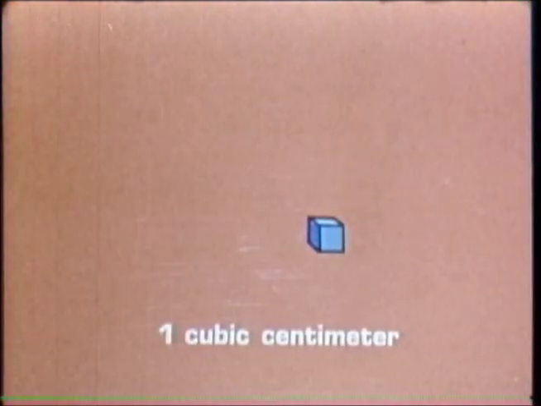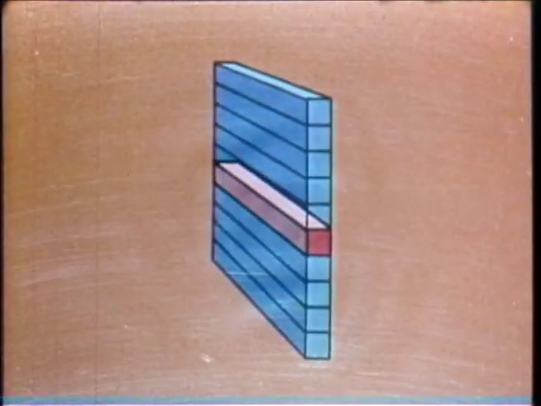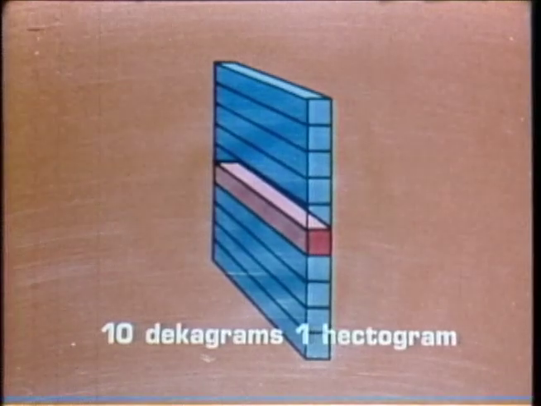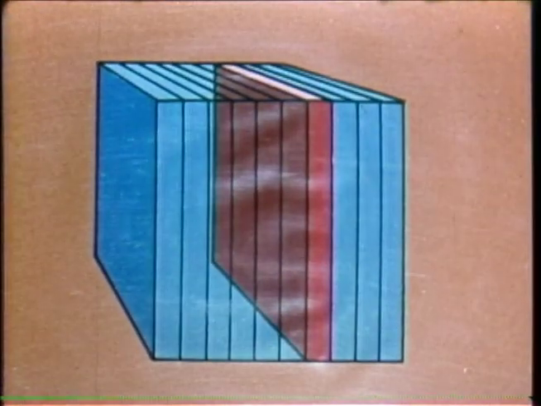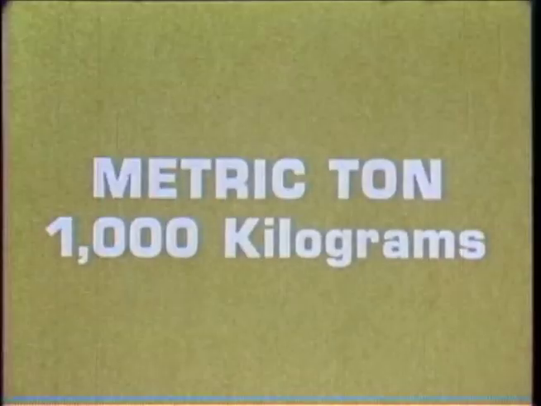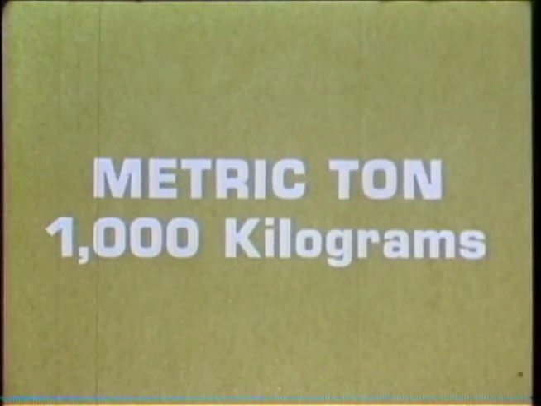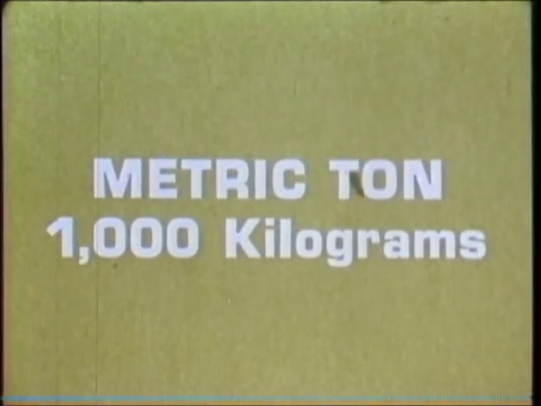That's the amount of water to fill a cubic centimeter. 10 cubes filled with water weigh 1 decagram. 10 decagrams make 1 hectogram. 10 hectograms make 1 kilogram. The name for large weights is metric ton. A metric ton is the same as 1,000 kilograms.